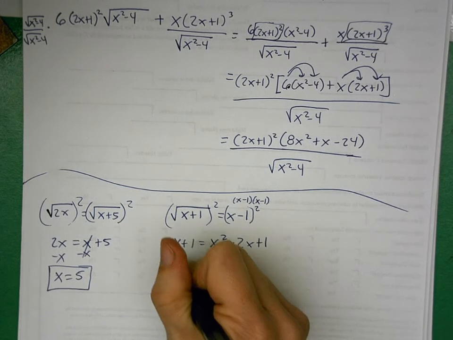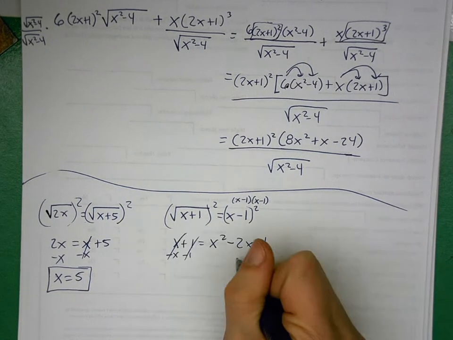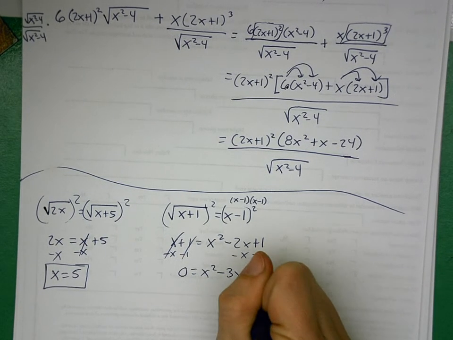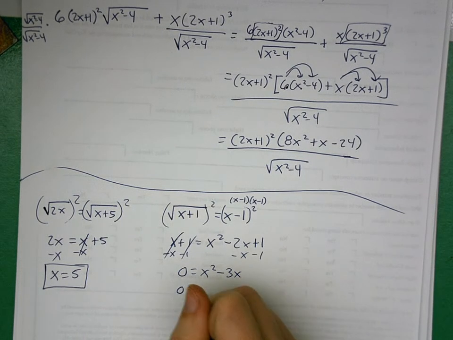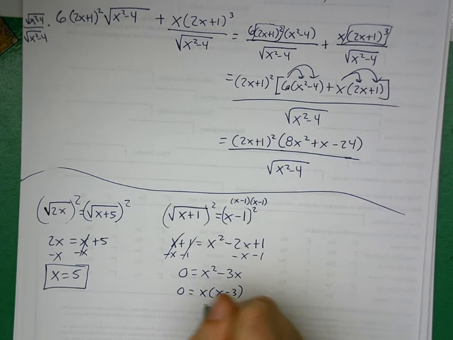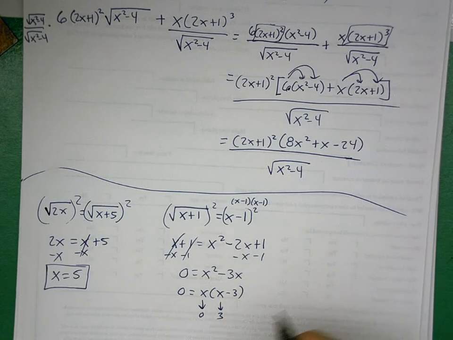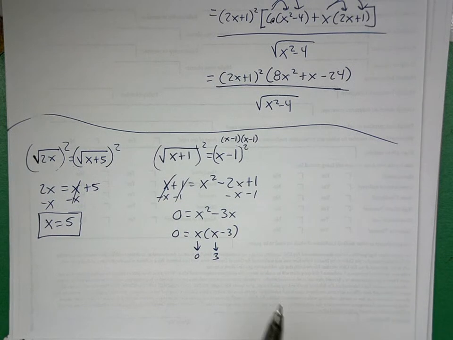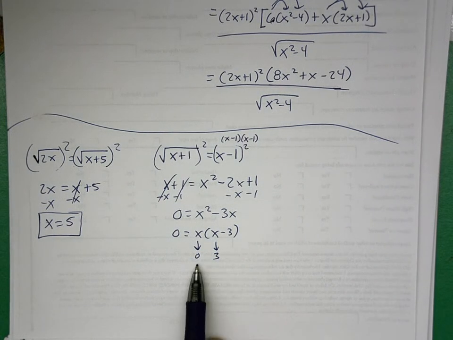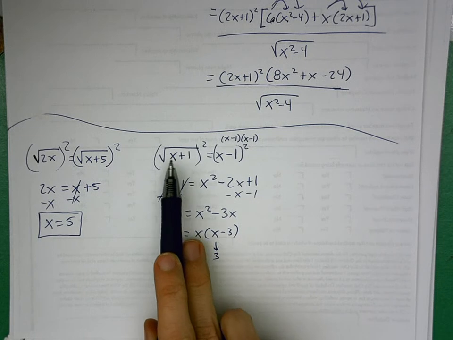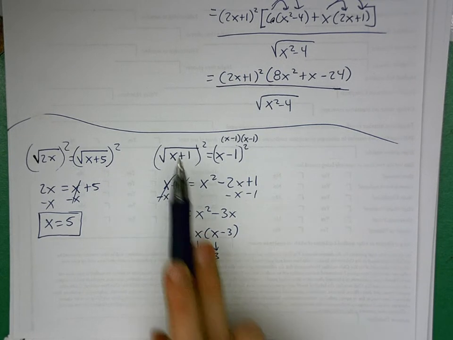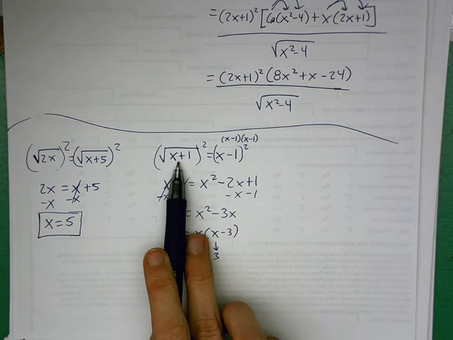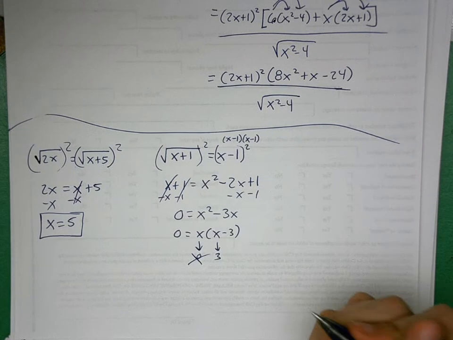Subtracting the x and the 1 to the other side, we get 0 equals x squared minus 3x, which gives me initially two answers, 0 and 3. And it's possible that they are both answers, but we need to double check, make sure neither one's an extraneous solution. When I plug in 0, I get root 0 plus 1, which is 1. When I plug 0 in over here, I get 0 minus 1, which is negative 1. 1 does not equal negative 1, and so 0 is an extraneous solution.